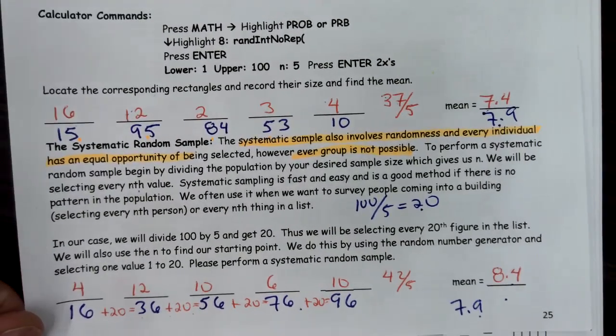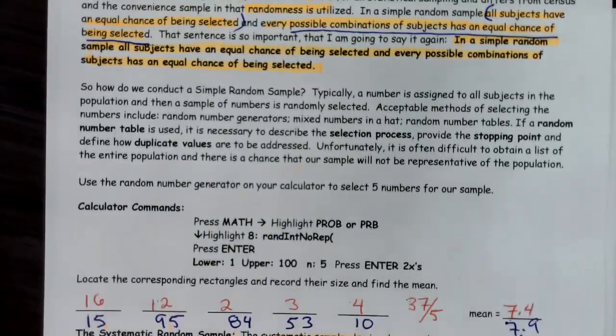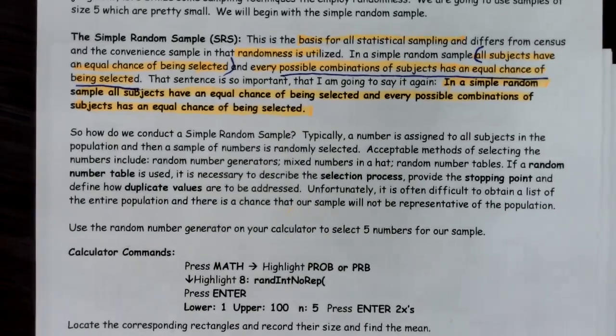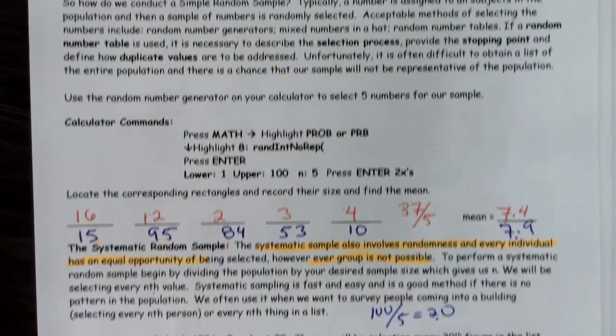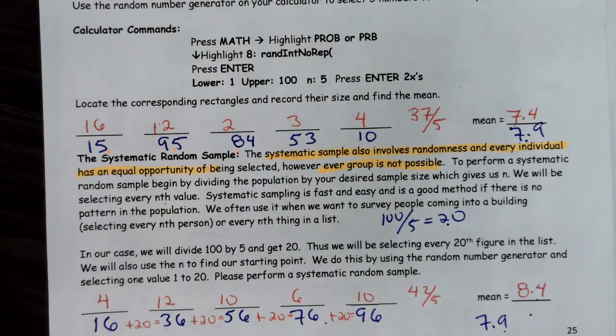All right. So simple random sample. What you need to remember, every individual has an equal chance of being selected, and every possible group has an equal chance of being selected. Systematic. We randomly select the first one. Every individual has an equal chance of being selected at the beginning, but not every group.